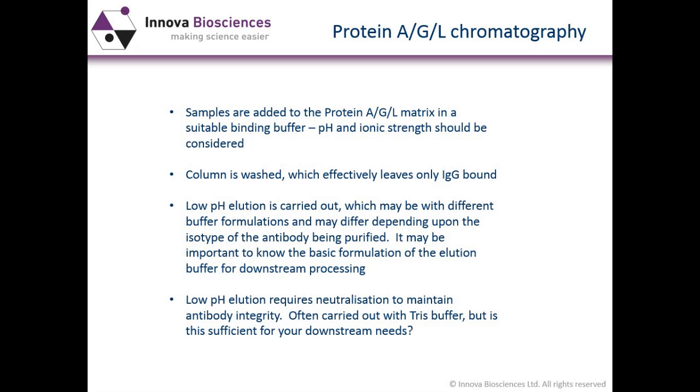Your next step is to carry out a low pH elution. You can use various different buffer formulations for this, and they actually may differ depending on the isotype of the antibody being purified. I've got a couple of tables in a moment and we'll focus on that a little bit more. It may well be important to know the basic formulation of your antibody and the formulation of the elution buffer for downstream processing. You may use different buffers. They may be glycine-based, for instance, or citrate-based, and that may be important for you later on.